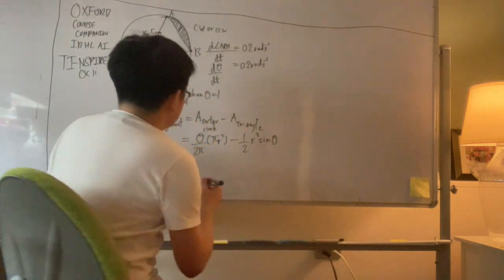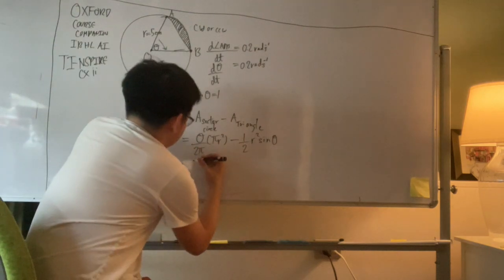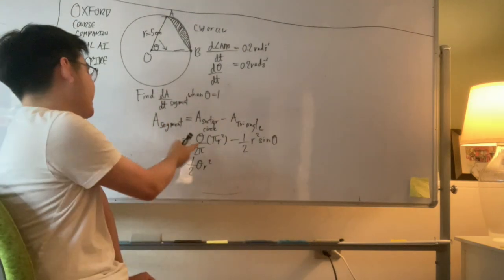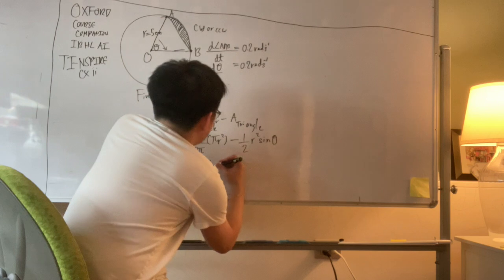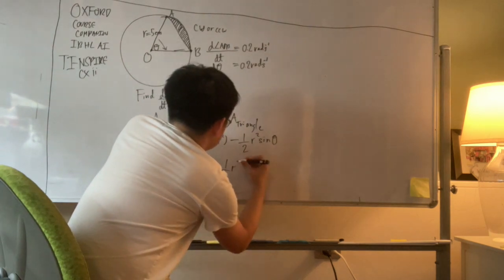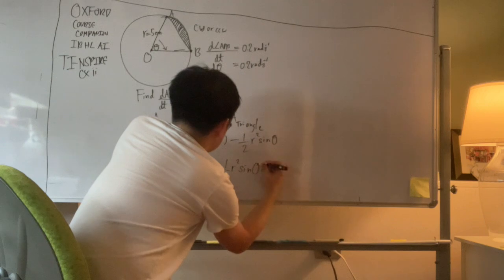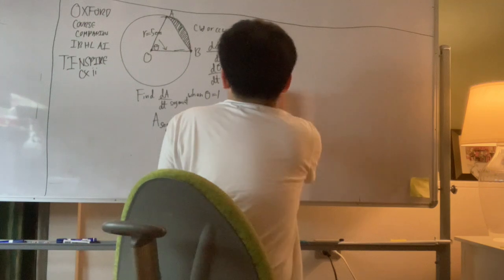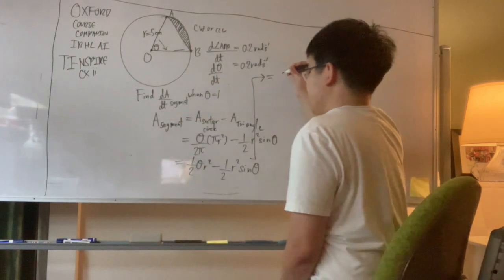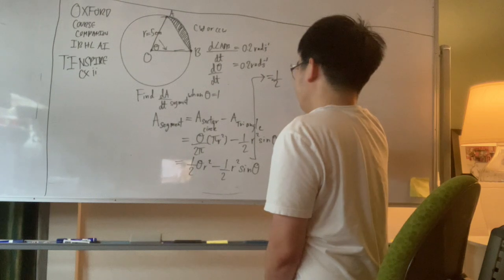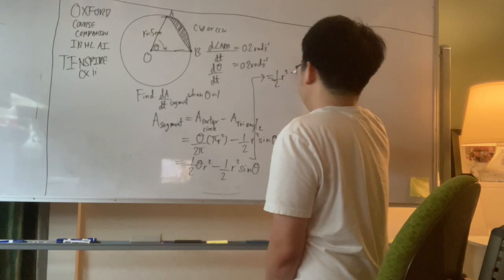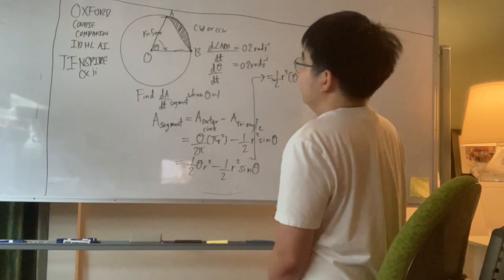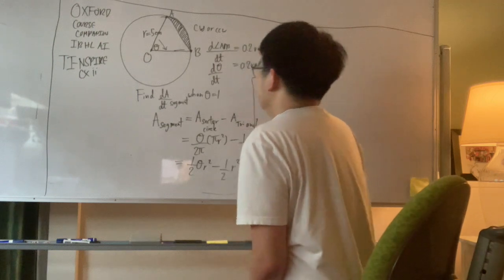You can show some work. The pi cancels here, so you get 1/2 theta r squared, which necessarily has to work in radians for this to work. I just derived why it works. Minus 1/2 r squared sine of theta. And if you want to tidy this up, you can put this as 1/2 r squared times (theta minus sine theta). Okay, yeah, that's good.